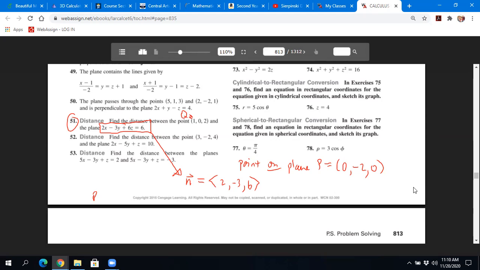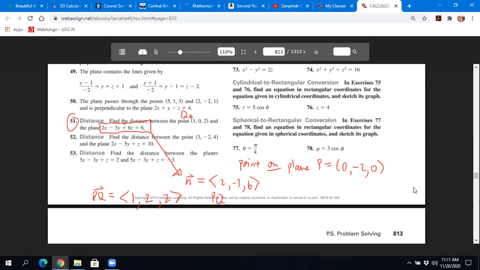So what's PQ? What is the vector PQ? So in going from P to Q, how much x change is there? 1. How much y change is there in going from P to Q? Again, you could do this by just subtracting coordinates, Q minus P. But well, how much y change is there? 2. How much z change is there? 2.